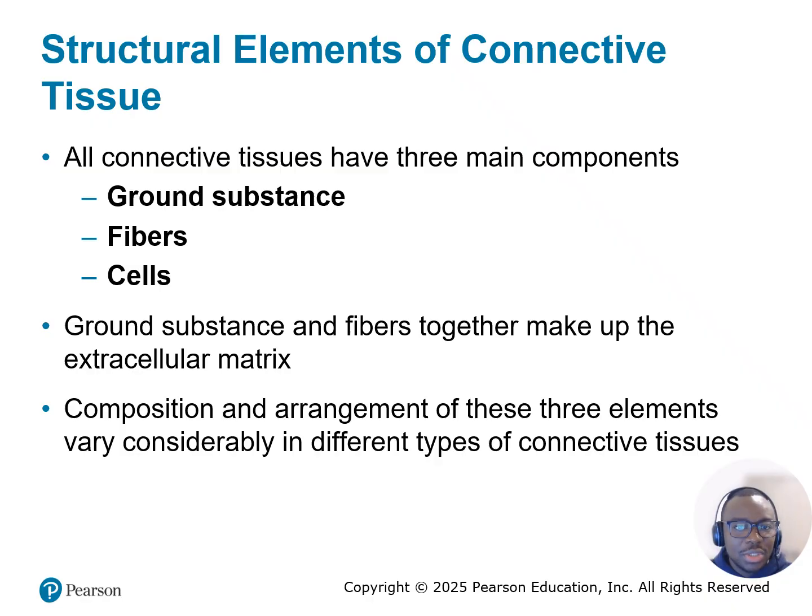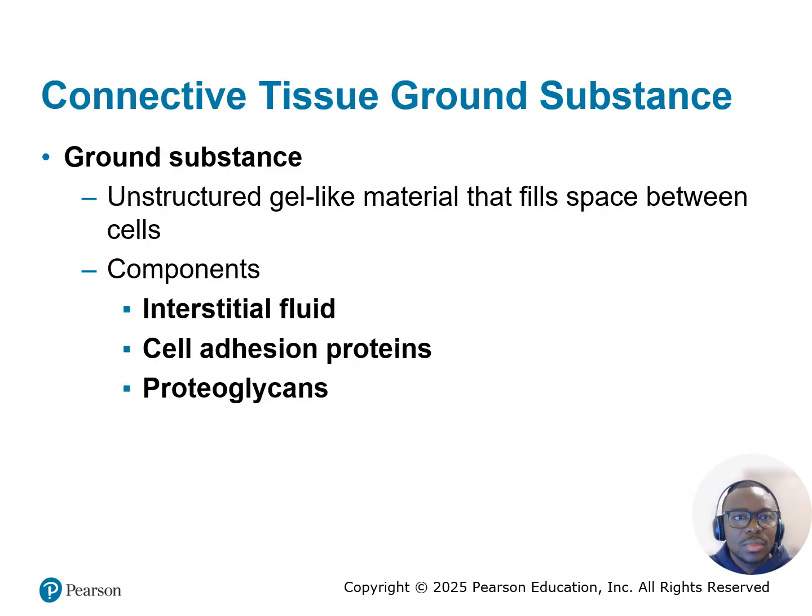All connective tissues are made up of three components: ground substance, fibers, and cells. Ground substance and fibers together make up the extracellular matrix. Composition and arrangement of all three elements varies from one connective tissue to another. Ground substance is unstructured gel-like material that fills spaces between cells. It is the medium through which solutes diffuse between blood capillaries and the cells.